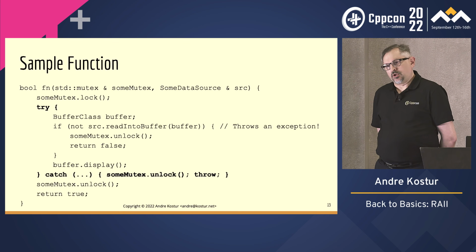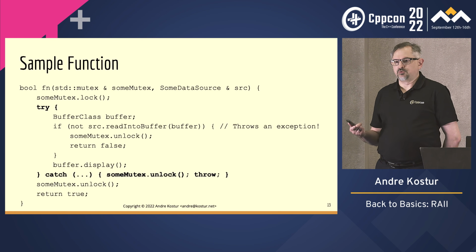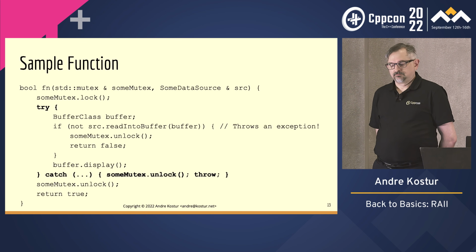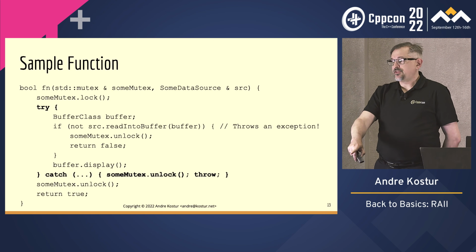Add on a try catch block. Try, catch every exception that could possibly happen, unlock the mutex, and since I have nothing better to do with that exception, rethrow it so somebody above me can deal with it. But hey, at least I'm thinking ahead a little bit. If display throws an exception, I'm still protected.